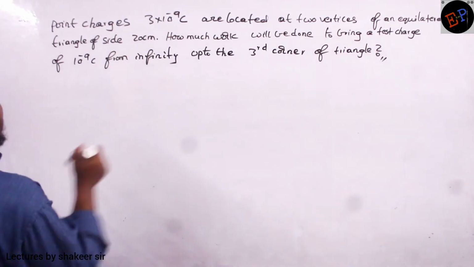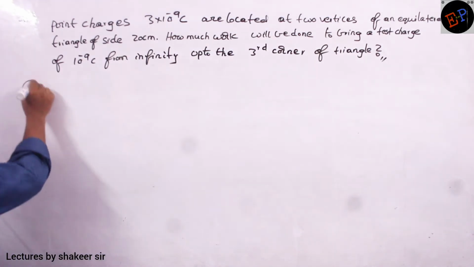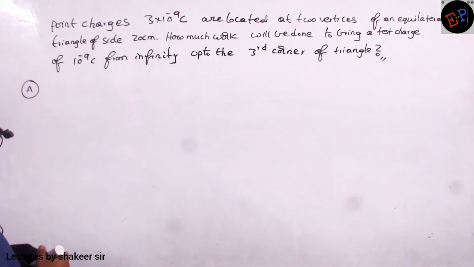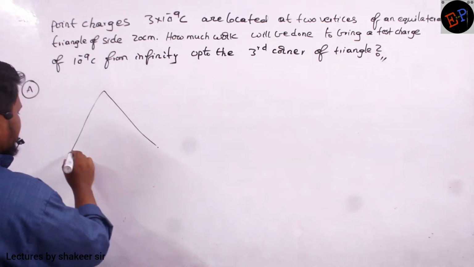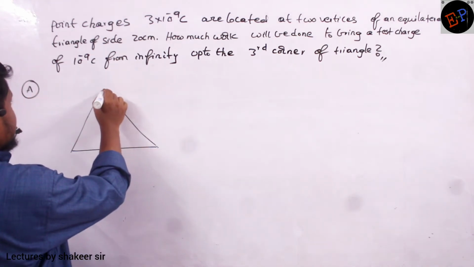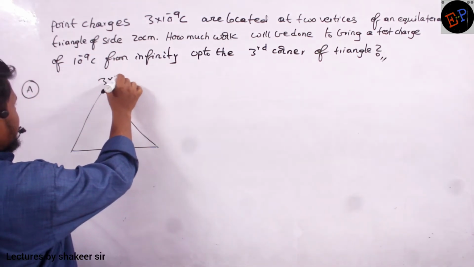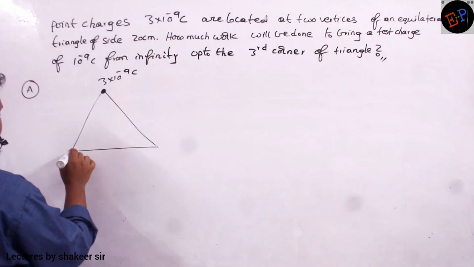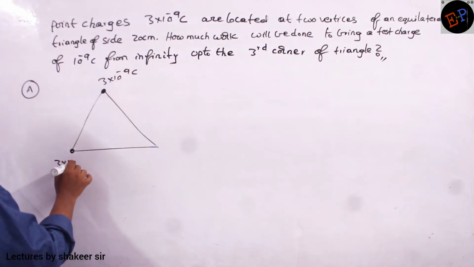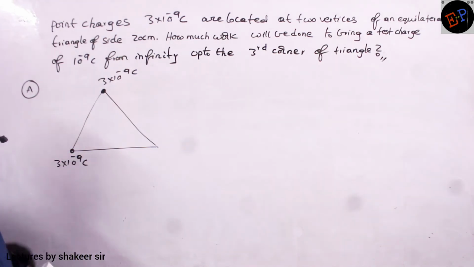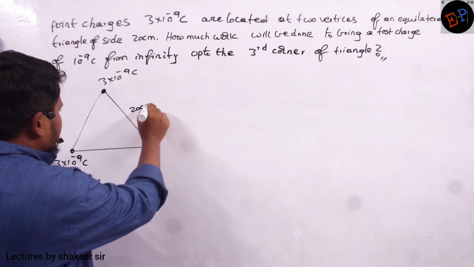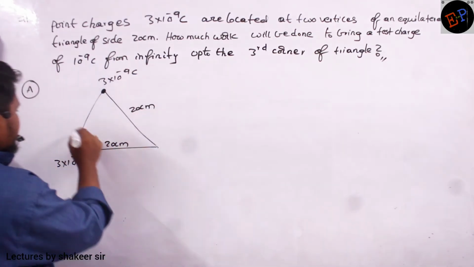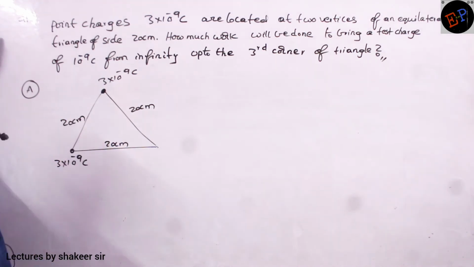So see this question. Point charges are located at 2 vertices of an equilateral triangle. Consider here there is a charge of 3 into 10 power minus 9 coulomb, and here also we have a charge of 3 into 10 power minus 9 coulomb. So what is this side? This is 20 centimeter, 20 centimeter, and this is also 20 centimeter.